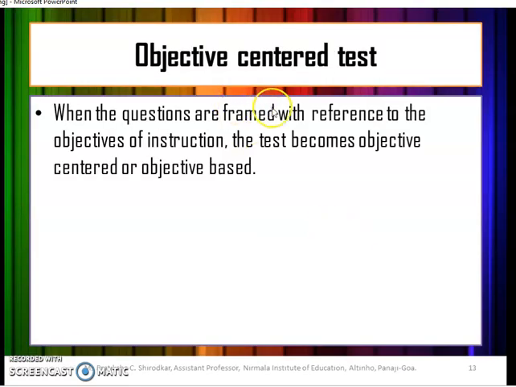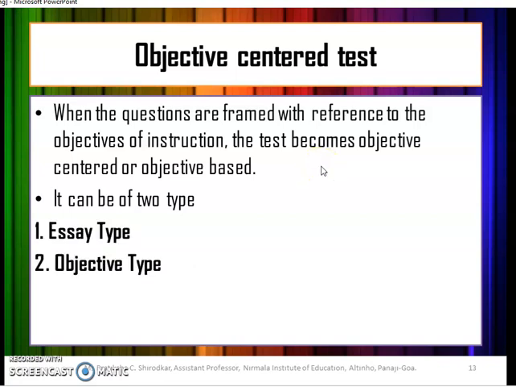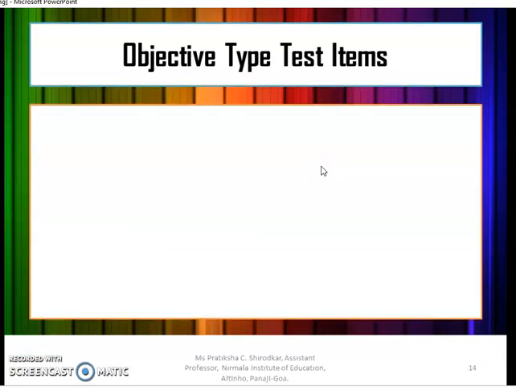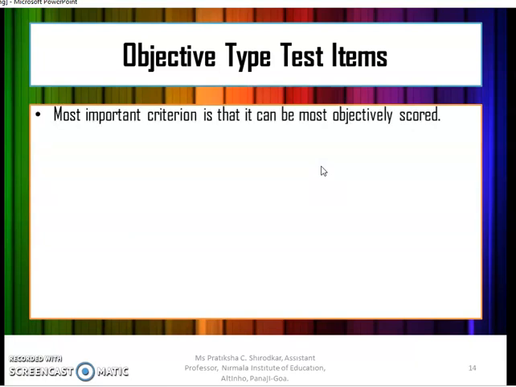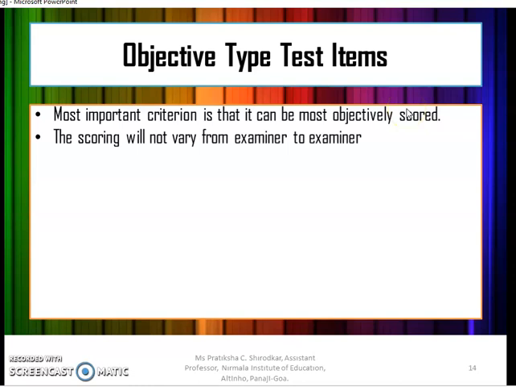Now, when the questions are framed with reference to the objectives of instruction, the test becomes objective-centered or objective-based. You'll be more clear on this as we proceed. Objective tests can be of two types, essay type and objective type. When we talk about objective type test items, the most important criterion is that they can be most objectively scored, because the common answer will be there for each test, and the scoring will not vary from examiner to examiner.